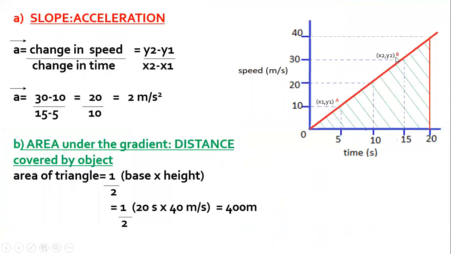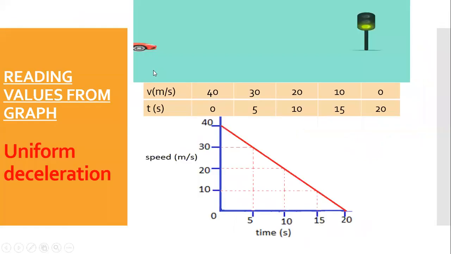Take any 2 points on the graph. You can take this value or any 2 points. I'm taking these points A and B. You can pause the video for a minute and do your calculations as well. In uniform graphs, whatever points you take, the value of acceleration remains the same. So you can even verify my values as well. You will use the formula change in speed by change in time, that is equal to y2 minus y1 over x2 minus x1.